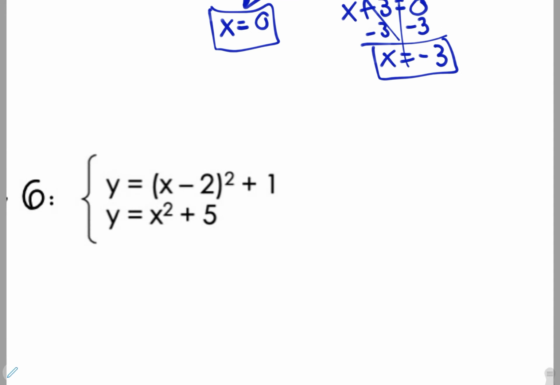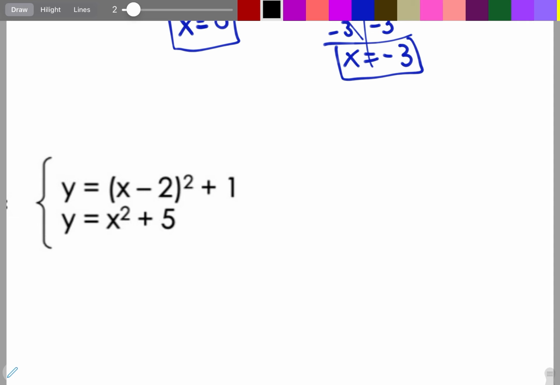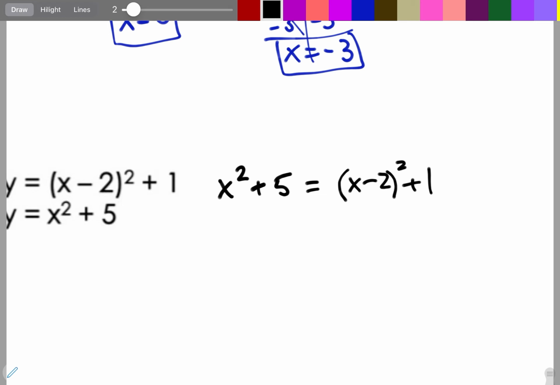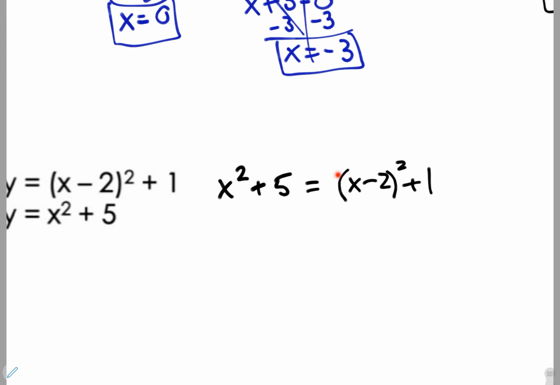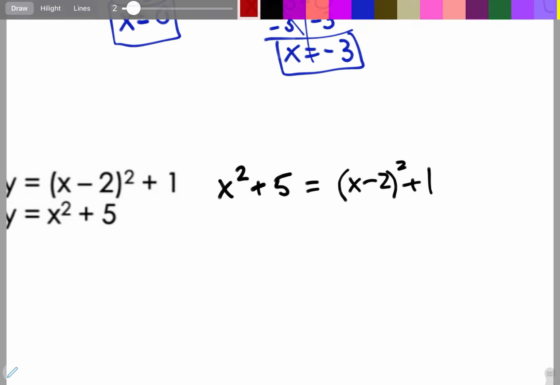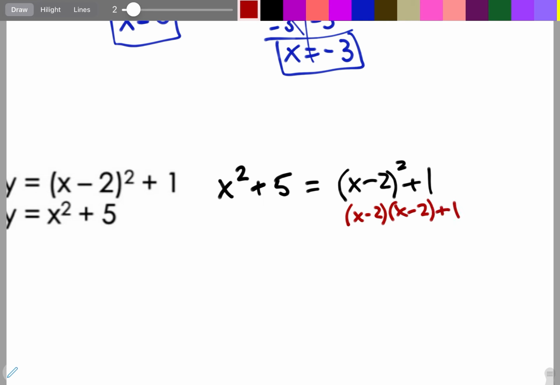Again, we got a double ISO being ran right here. This is going to be x squared plus 5 equal to x minus 2 squared plus 1. How would I get everybody on the same side? What I would do, I would change this to standard form. Remember, that's going to be x minus 2 times x minus 2 plus 1.